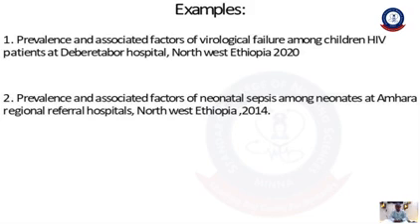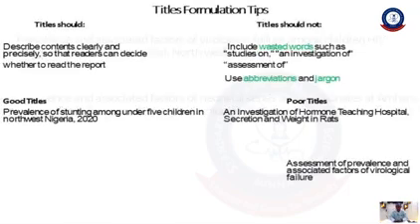And another bad topic is assessment of prevalence and associated factors of virological failure. Virological failure, where? In which place, in which country, in which state? So you must be able to state all these things to make your topic very unique and attractive.